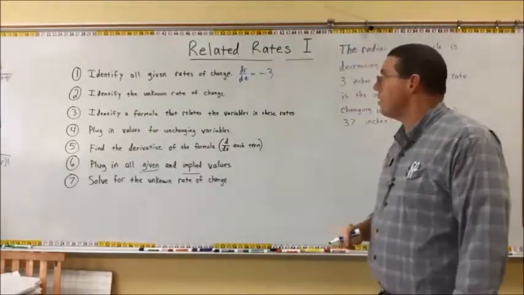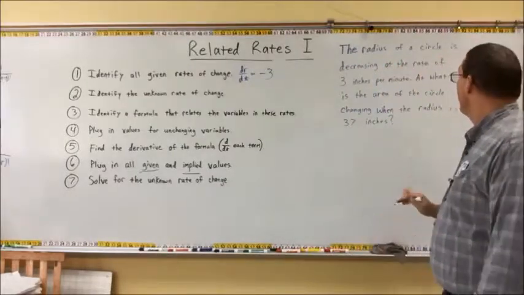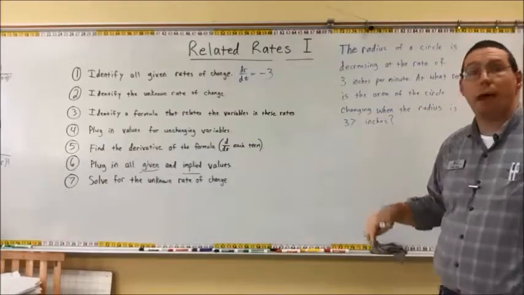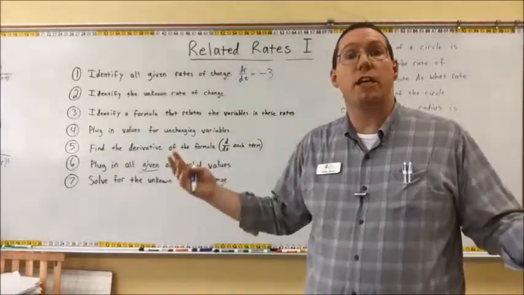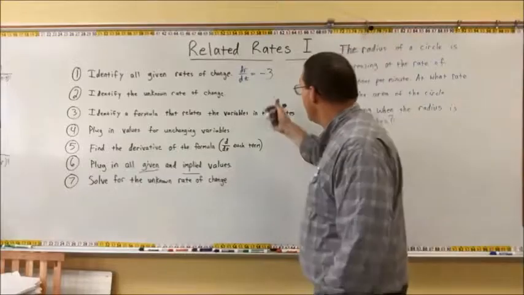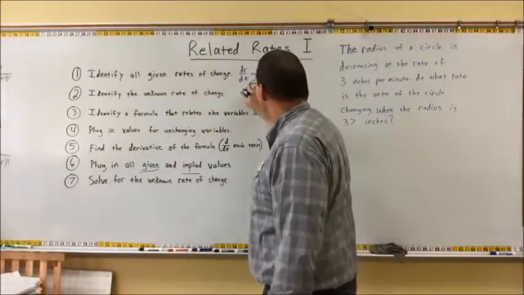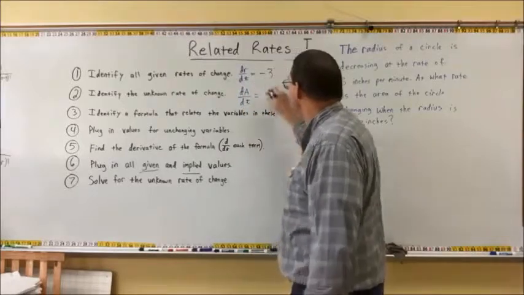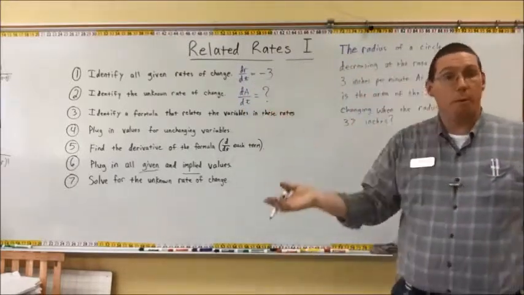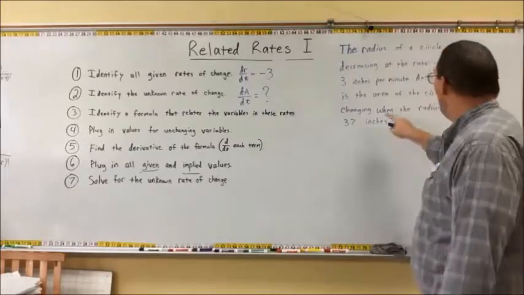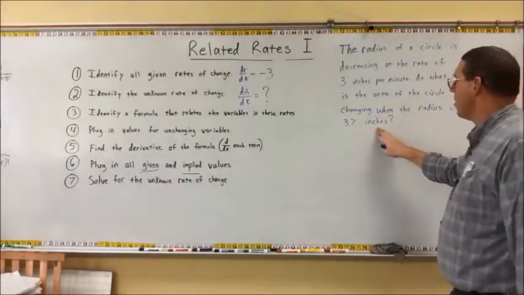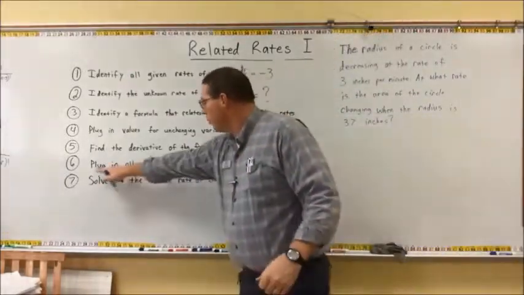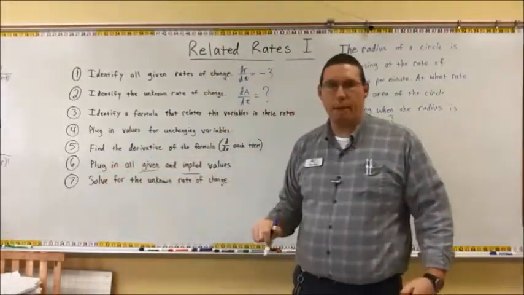So dr/dt is equal to -3. At what rate is the area of the circle changing? So now it's asking, what's the rate of change in area? That's going to be the unknown rate of change, which is dA/dt. So we want to know, what is dA/dt? We don't know. That's the purpose of this problem, to find out, when the radius is 37 inches. Okay, well, we're going to come back for that information later when we plug in all given information.